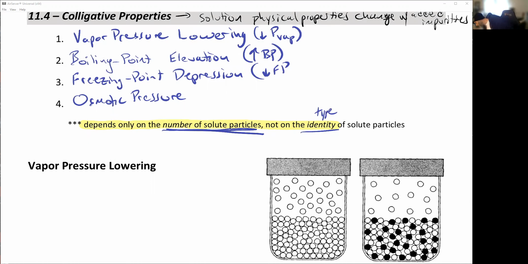Doesn't matter what salt I use, as long as the concentration is, Bayla's like chewing the wheel on my desk. All right, so as long as we identify the type, we're gonna be fine.